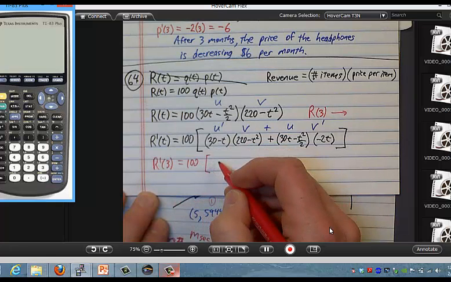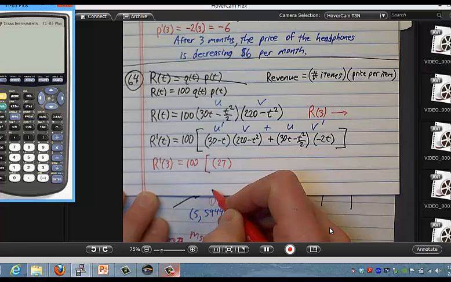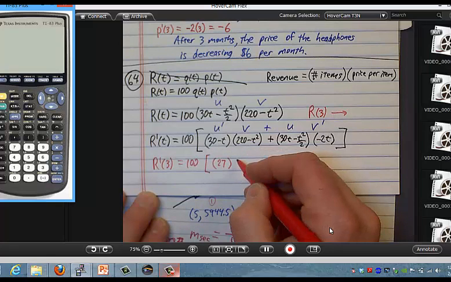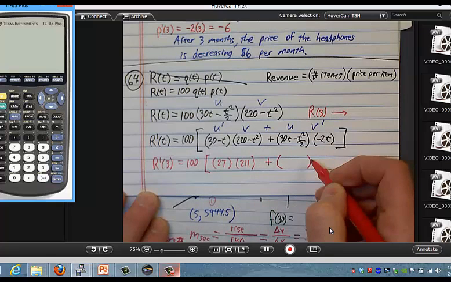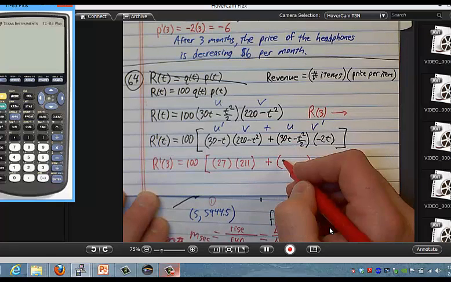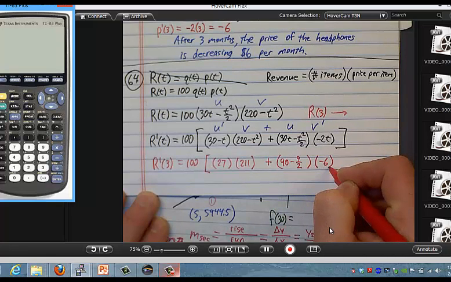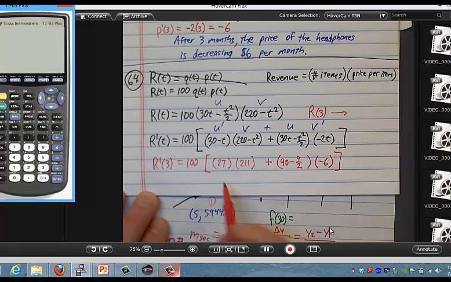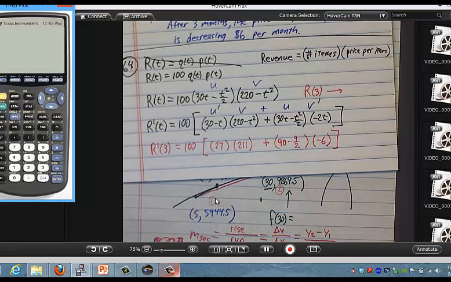What's 30 minus 3? 27. 220 minus 9, 211, plus, and then you throw the 3's in here and you get 90 minus 9 halves, and here you get negative 6. I guess you'd want to work that all out. Be a big mess. Okay, I'm curious enough to do it. So let me type that in the calculator and see what I get.